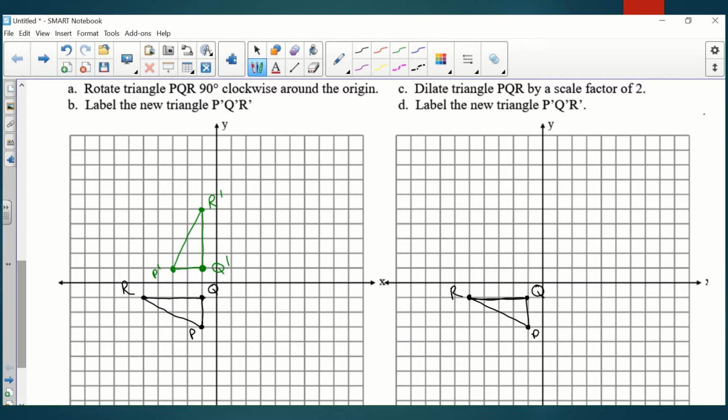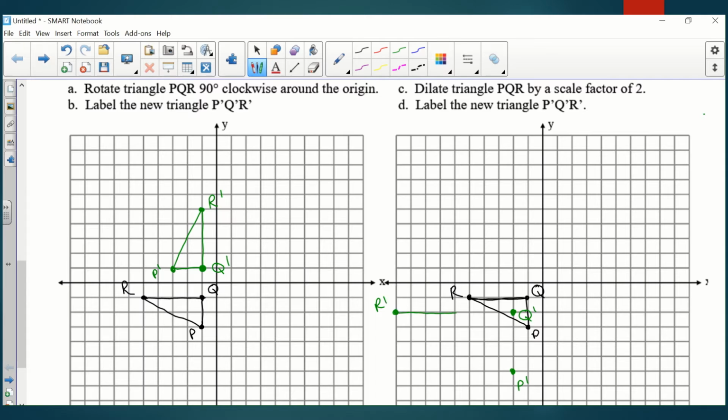Okay, so P prime then is going to be located at -2, -6. So here's P prime. Q prime, if we multiply the x and y value by 2, is going to be at -2, -2. So here is Q prime. And then R prime, if we multiply -5 and -1 each by 2, we get -10, -2. There we go.